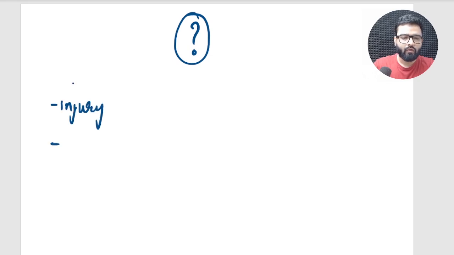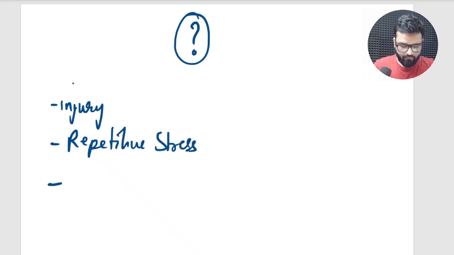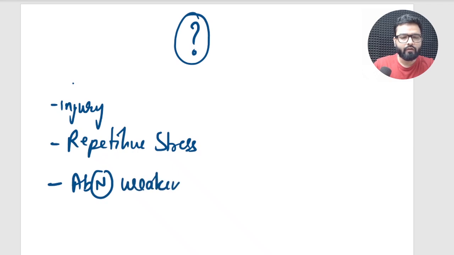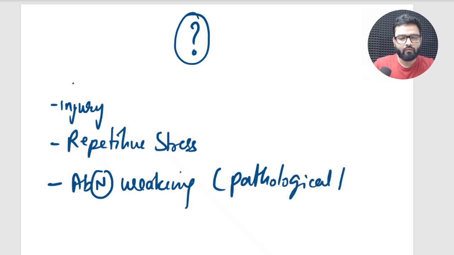Now, how do these fractures occur? The fractures can occur due to an injury or due to repetitive stress on the bone or abnormal weakening of the bone, which is seen in pathological fractures. Now we will focus on the injury part.